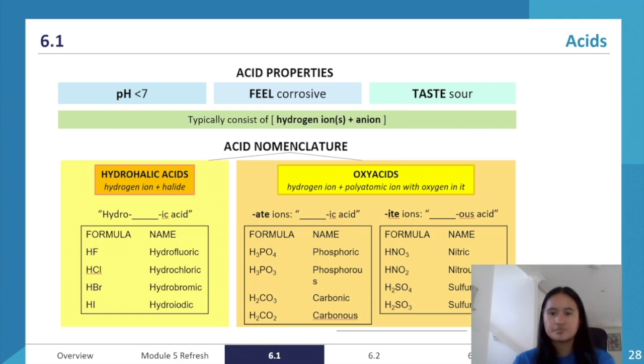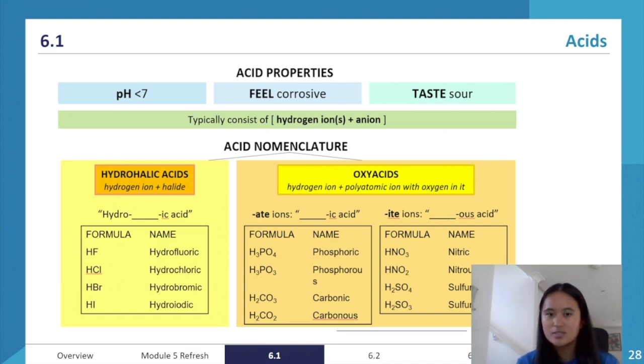Very simple. For polyatomic ions, it depends on whether it's an ate ion or an ite ion. So your ate ions are probably the ones that you've memorized. So phosphate, carbonate, sulfate, nitrate. They become phosphoric, carbonic, nitric, sulfuric acid. That's what they become. You add ic at the end and then acid. Those are your ate ions.